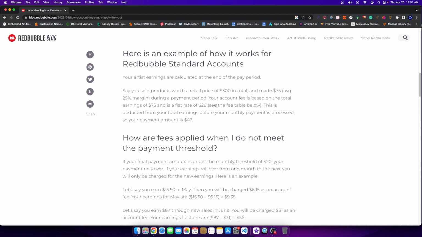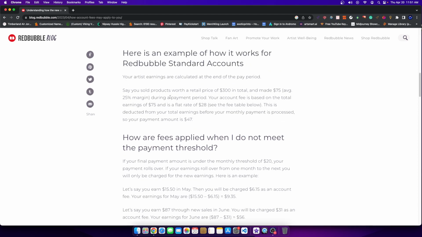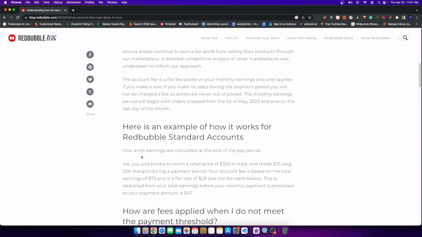So the fee is explained here. It says, how are fees applied when I do not meet the payment threshold? Okay, so before we even get to that, we'll read about how it works. So it says, say you sold retail worth of $300 in total, okay, and made $75 with an average margin of 25%, which, by the way, the average margin is less than that. The average margin is 20%, but regardless, let's just keep going.